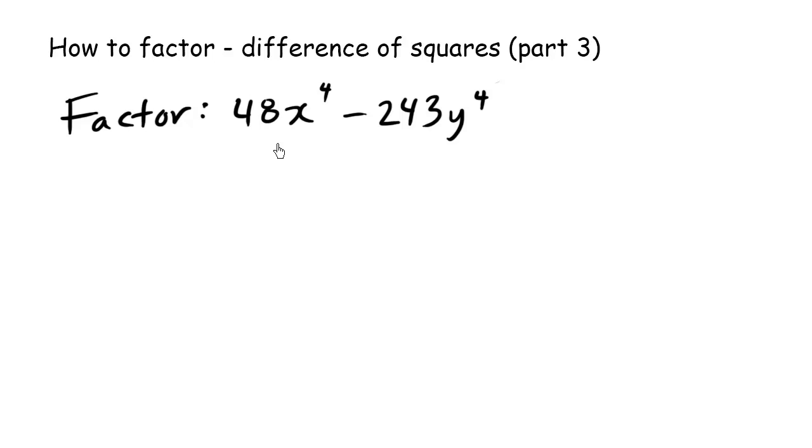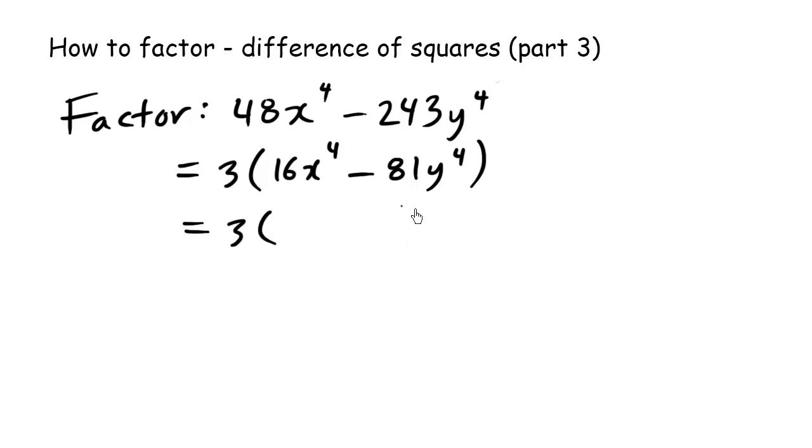Step 1 is to always pull out the GCF. Is there some number we can divide by? It sure helps to have a calculator. Using your calculator, you can pull out a 3. 48 divided by 3 is 16. So we have 3 times 16x to the 4, minus, 243 divided by 3 is 81, so we have 81y to the 4th. Now this here kind of looks suspicious. It kind of looks like a difference of squares type question.